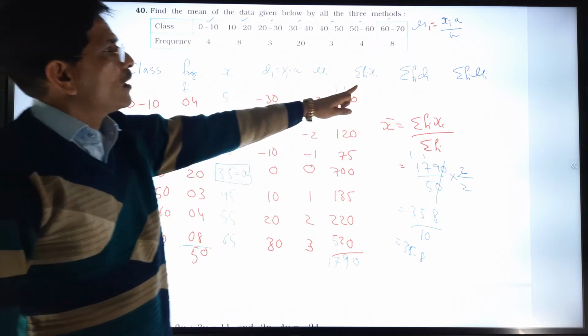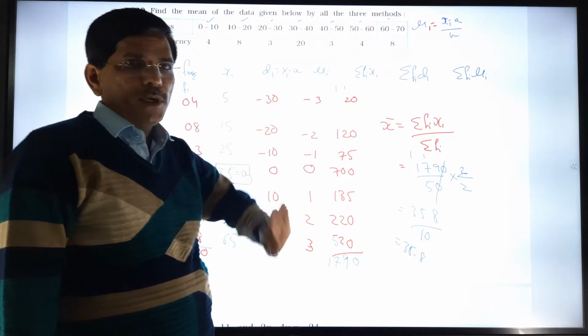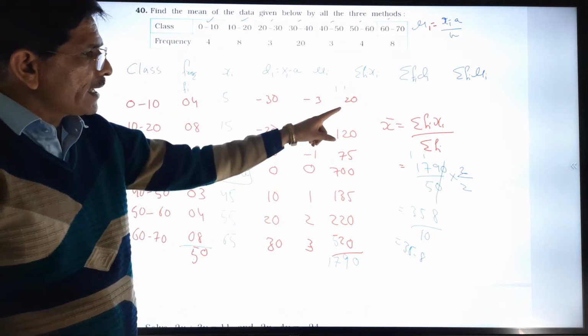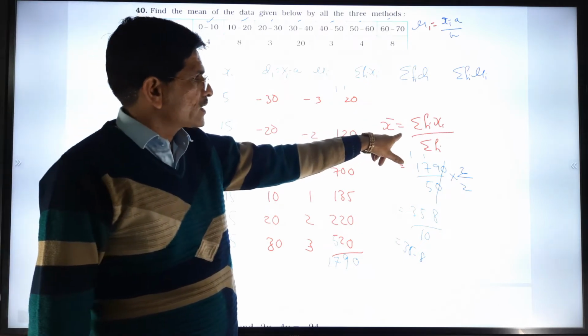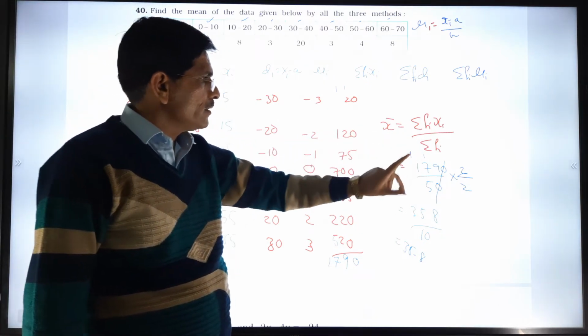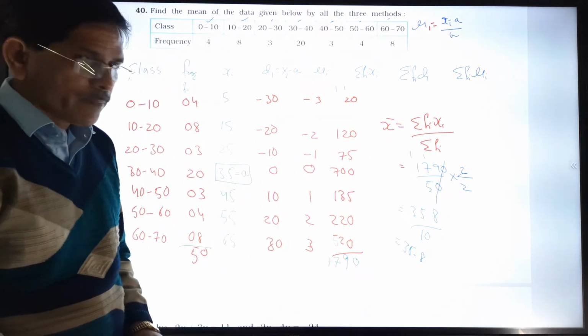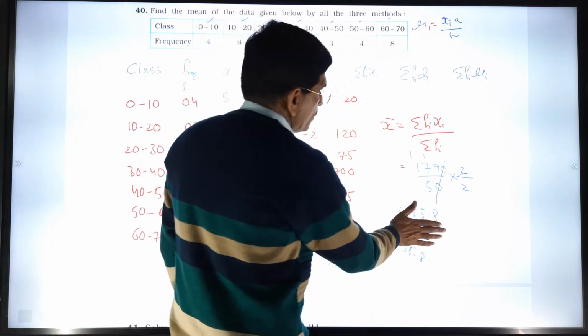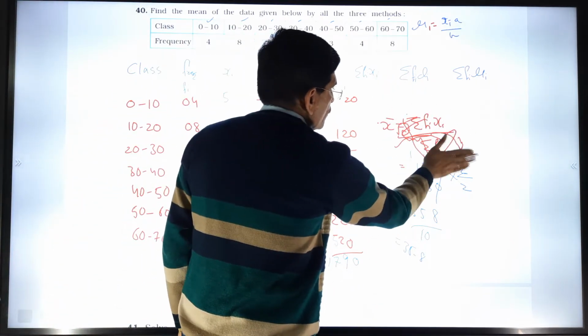Now we go for the assumed mean method. So what answer will we get? x bar is equal to sigma fi xi upon sigma fi, 35.8. Now I have to rub this and do it again.